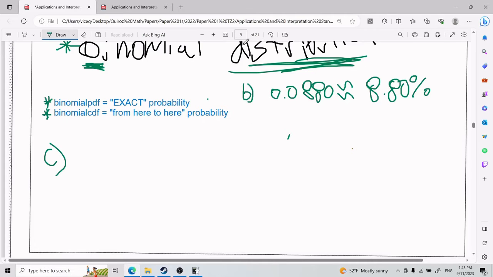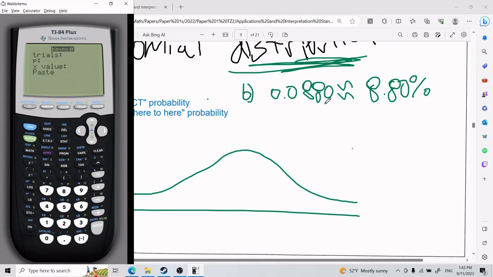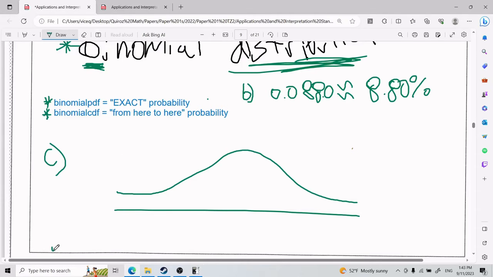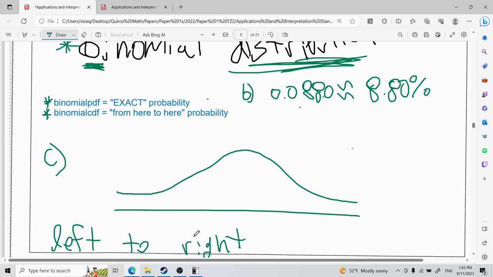For the TI-84, the binomial distribution looks something like this. Basically, the binomial CDF for the TI-84 thinks from left to right. So if I put 10 trials here, and then the probability and my x value, it's going to find the area under the curve until you reach that x value. If my x value is 6, it will find the probability under the curve until I reach 6. It thinks from left to right, which can be relevant in a moment.